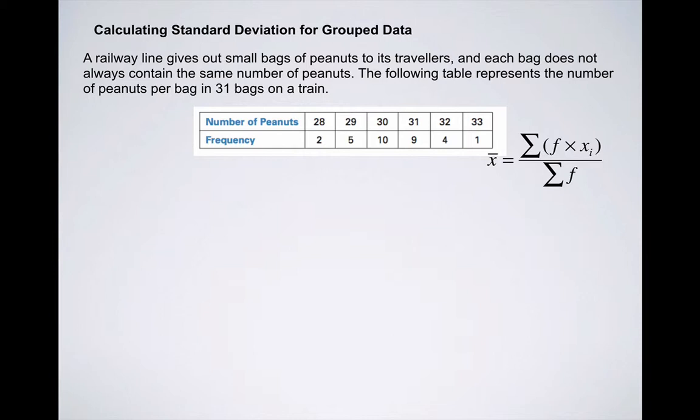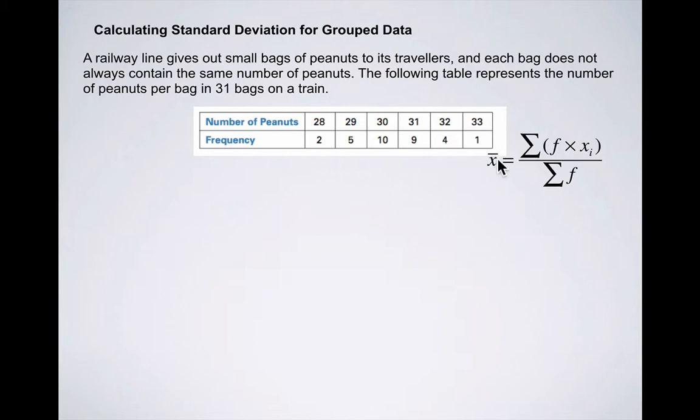Okay, so here we're not. A railway line gives out a small bag of peanuts to its travelers, and each bag does not always contain the same number of peanuts. The following table represents the number of peanuts per bag in 31 bags on a train. So you could make the argument that this is a sample, but we'll treat it as the population of peanuts on the train. So we'll use the regular, we'll divide by n instead of n minus 1.